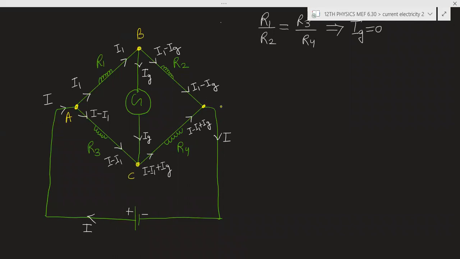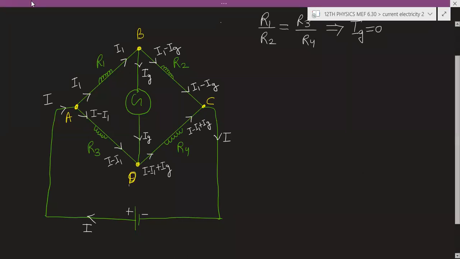Take here C, and take here B and take here D. So now we have two loops. One loop is ABDA, and another loop is BCDB. Two loops we have, okay? And there is another loop, you can say ABCDA. So we have three loops.